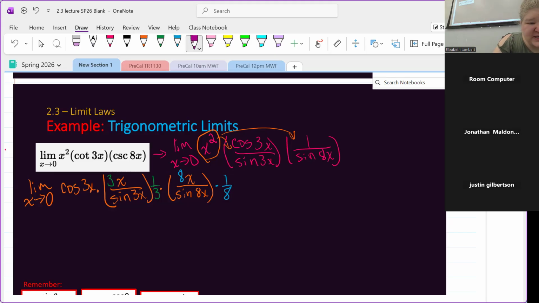So now our 3x over sine 3x, our uglies are the same. That's going to be a 1. Our 8x over sine 8x, also going to be a 1. So now, sorry, no more limit. We're actually plugging in. We have the cosine of 3 times 0, times 1/3 times 1/8. So the cosine of 0 is 1. So we have 1 times a third times an eighth. So we get 1/24.